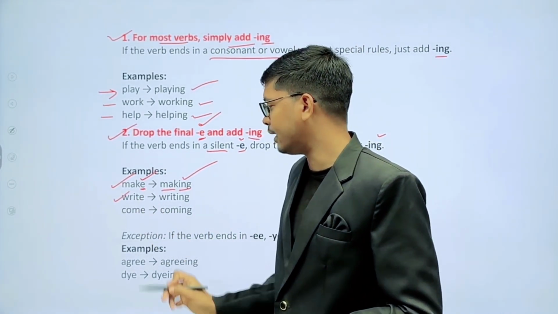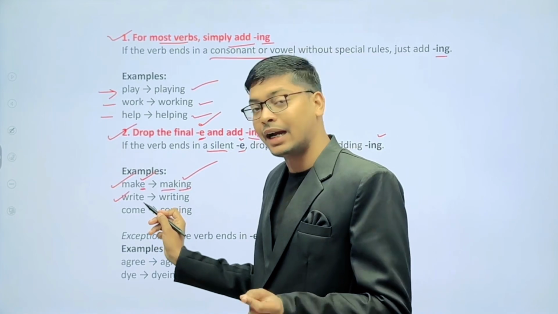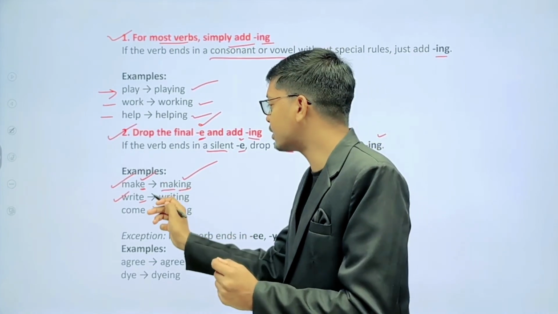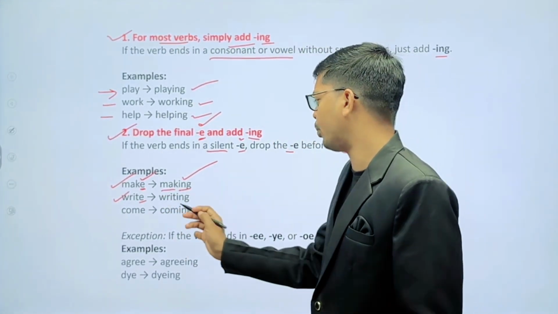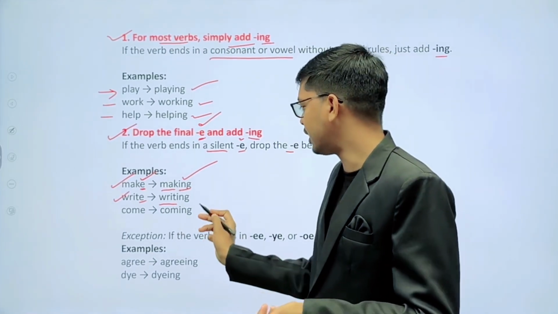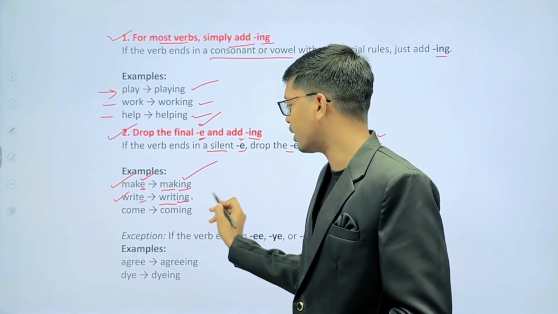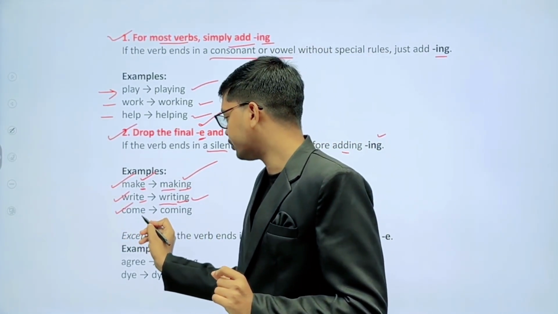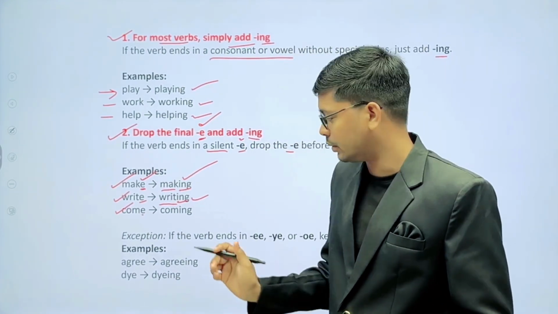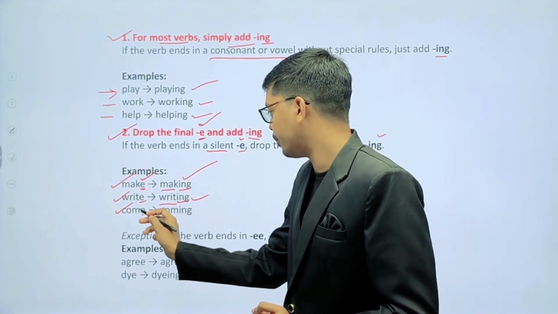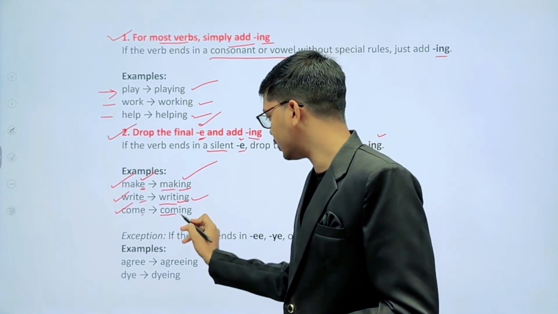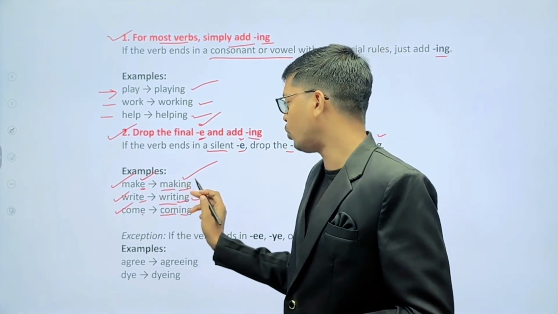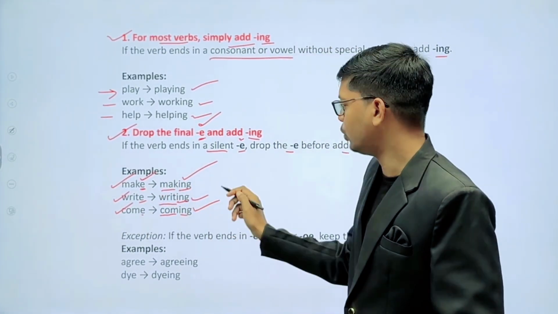Next, write. At the end, e is silent, so we drop the e and just add ing. It makes writing. Come: e is silent at the end, so we drop e and just add ing. It makes coming. Come to coming, write to writing, make to making. Do you understand this concept?